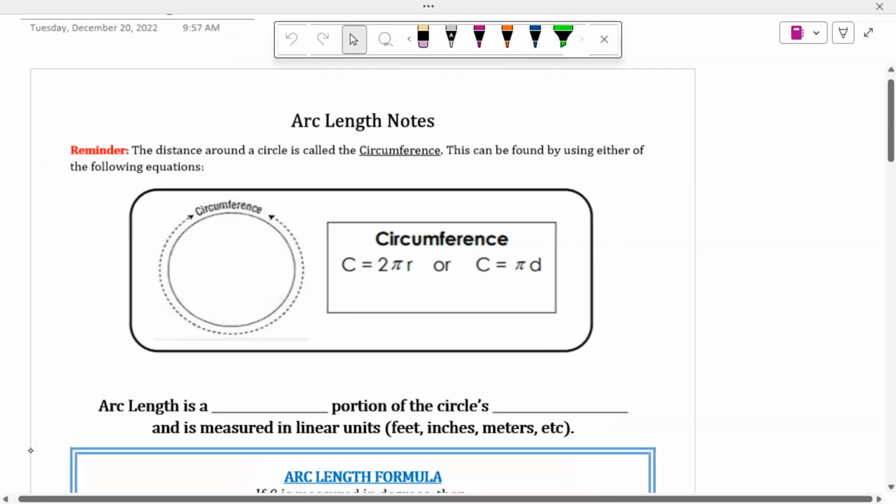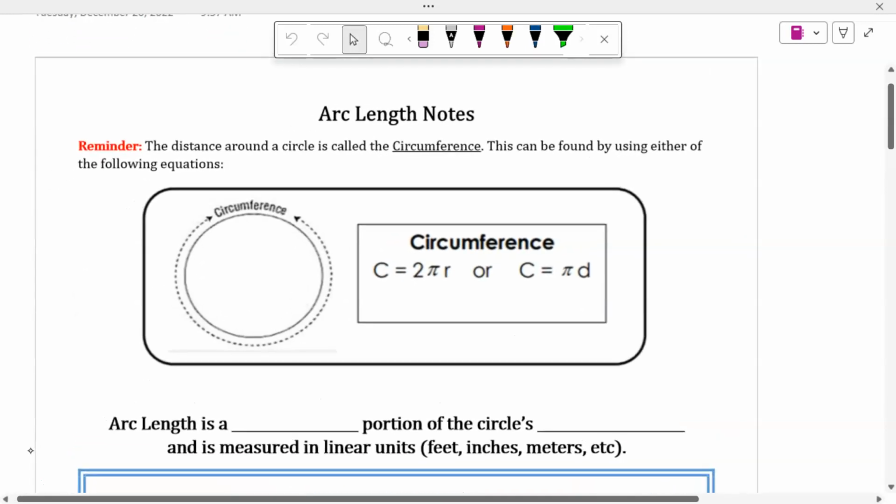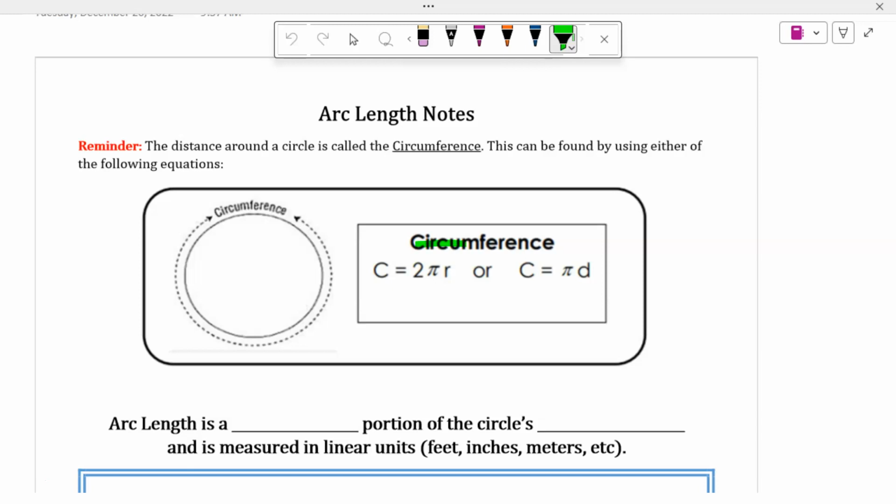So, just a quick reminder, the other day you should have been talking about this thing called circumference. Right? And there's two formulas we can use to find the circumference, which is really just the distance around the circle. Imagine that you took this circle and maybe cut it right here, and then you stretched it out from end to end. That distance would be considered the circumference of the circle.